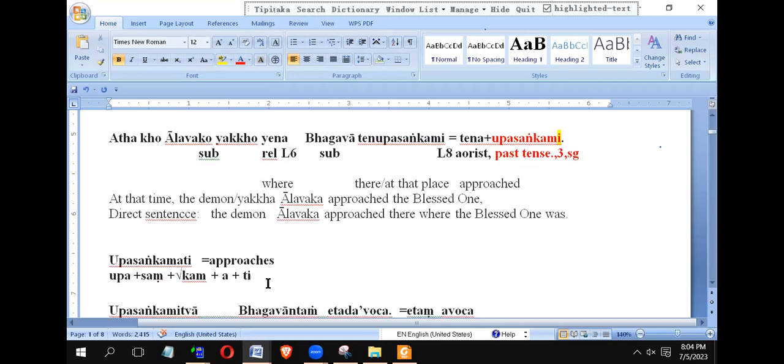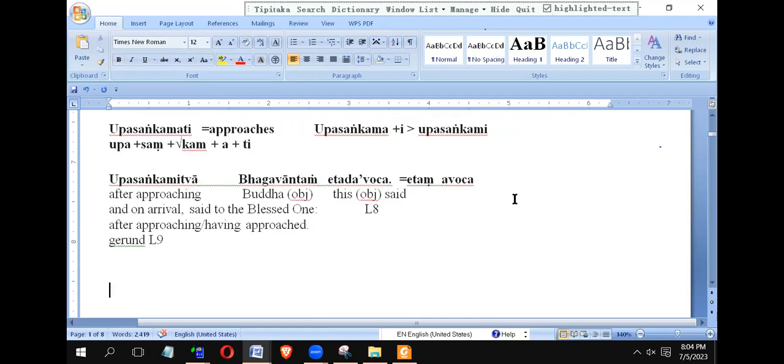So directly it will be from upasaṅkami: upa plus sam plus kam plus a. In this example, the verbal base will be like this, plus the i. Then you get upasaṅkami, approached. So it's a past tense here. At that time, the yakkha, the demon Alawaka, approached the Blessed One. So it's an -ed here. You can see this Aorist, there's one way here, upasaṅkami.